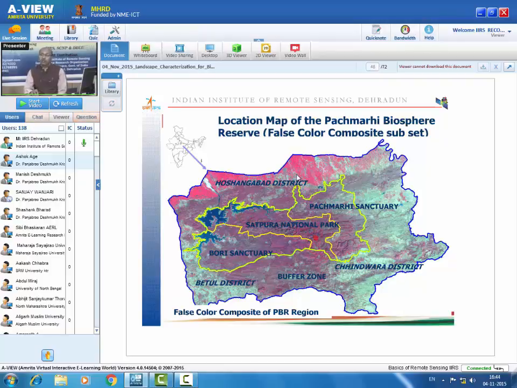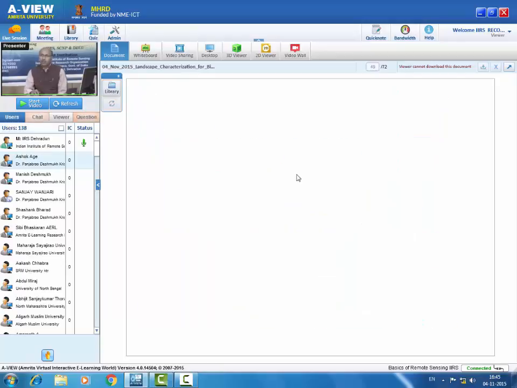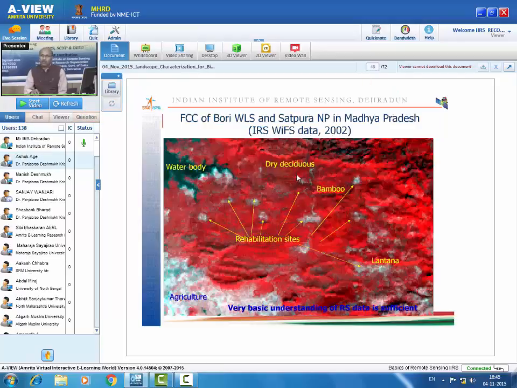Particularly, you might have heard of Psilotum nudum, which is a primitive plant which doesn't have a very well developed root structure, and that is found only in this area. And then you have Bori Sanctuary. And then a lot of forest area, agriculture area, degraded area are in the periphery. So let us try to evolve. I'm just trying to show you the example of the same area.